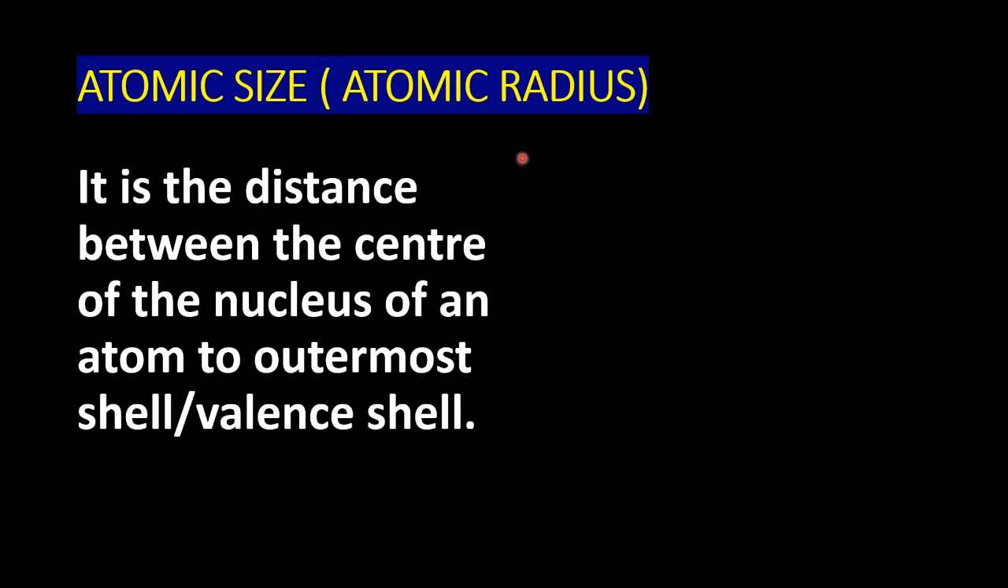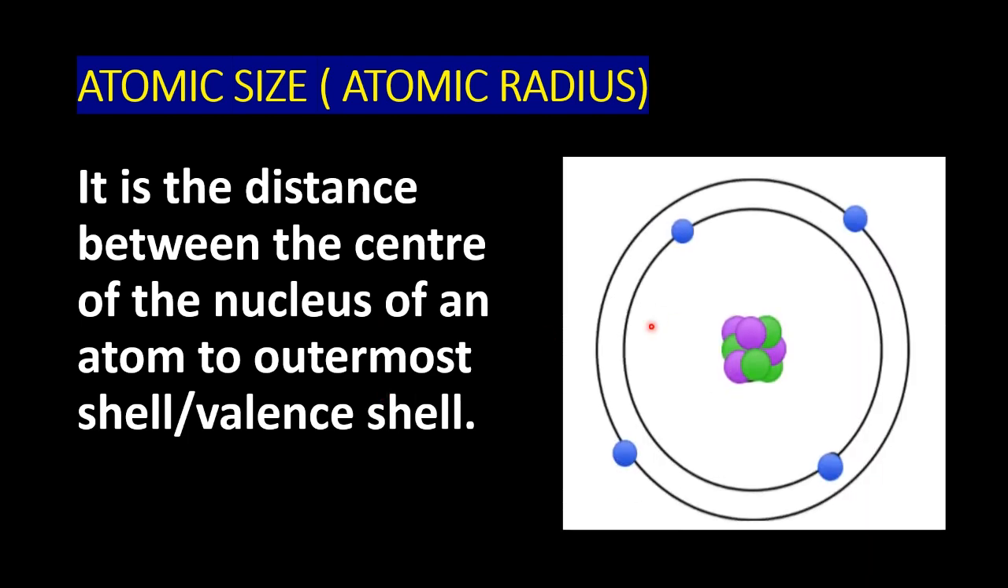Atomic size, the first periodic property. What is it? It is the distance between the center of the nucleus of an atom to the outermost shell of the atom. See, this is the atom. So this is the nucleus. So from this nucleus to the outermost shell, not the inner one. So that is known as atomic size.